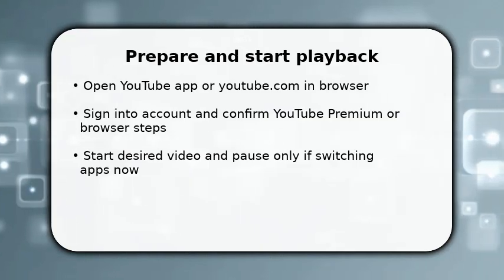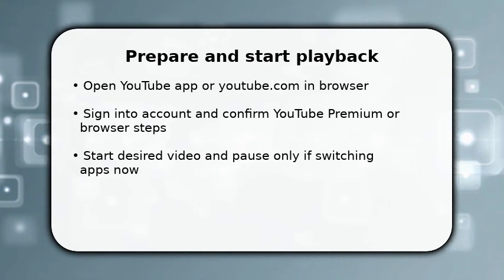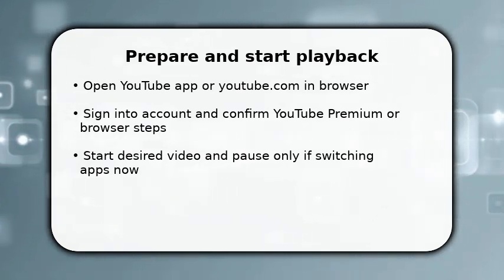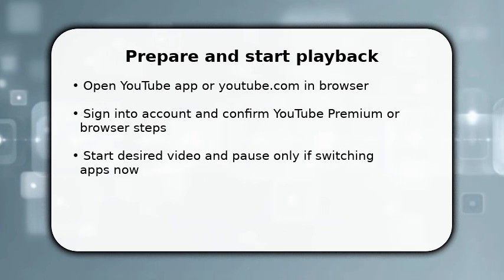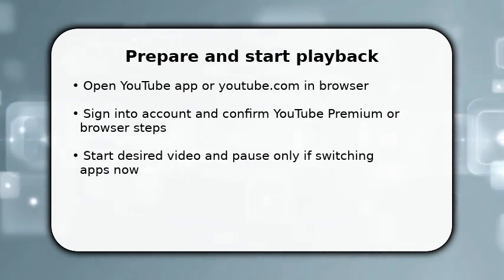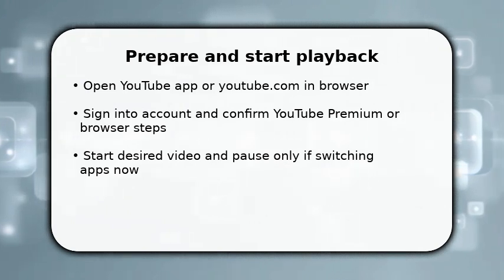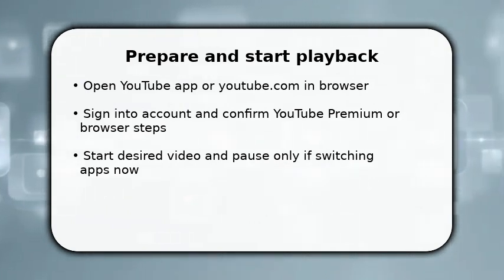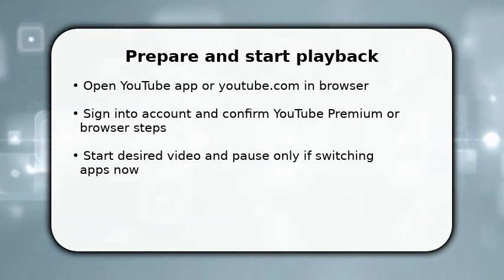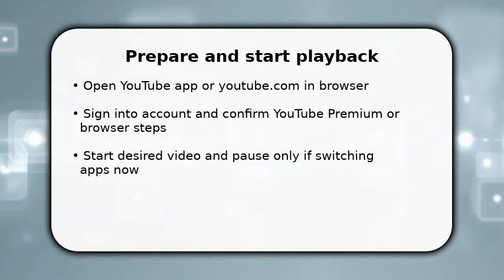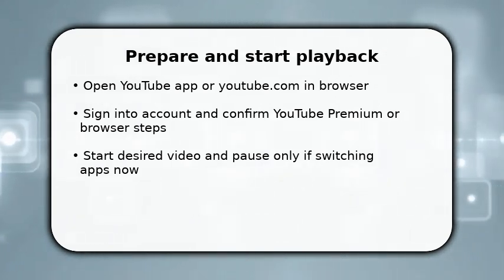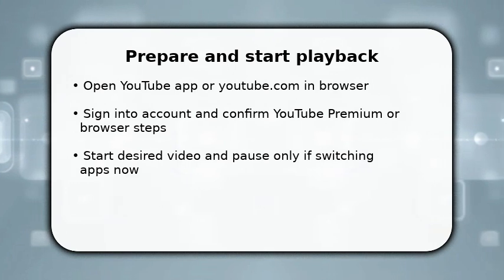You're starting with the video you want to run in background. Open YouTube or the browser and sign in. If you have premium, you'll use the official feature, otherwise use the browser trick. Start the video and keep it playing briefly. Once done, lock the screen or switch apps depending on method. Make sure audio is audible before you leave the app, because that state determines whether mobile playback will continue.